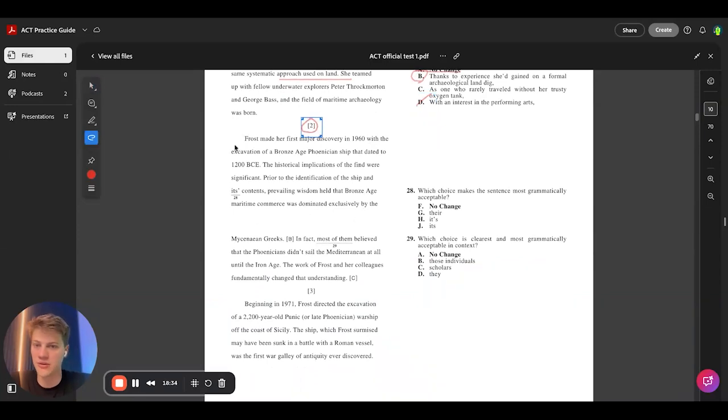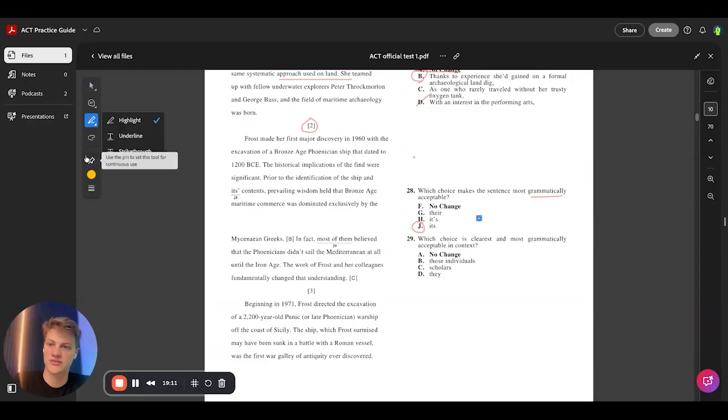We're going to be placing something in paragraph 2 here, or have the option to. Frost made her first major discovery in 1960 with the excavation of a Bronze Age Phoenician ship that dated to 1200 BCE. The historical implications of the find were significant. Prior to the identification of the ship and its contents, this is a grammar question, and the answer is J. There's no apostrophe. With an apostrophe at the end, it's actually not a word. It's means it is, and their contents is not correct here because this is a singular possessive.